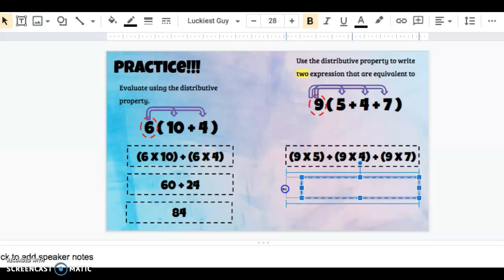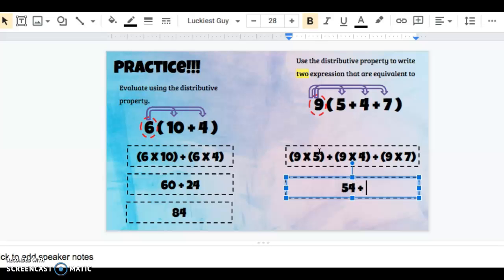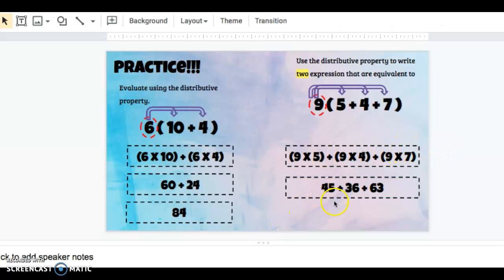The next one, you can simply solve it all the way out and give me the answer for it. Or you can sit here and break it down another step. Well, 9 times 5 is 54, plus 9 times, that was my mistake. 9 times 5 is 45, plus 9 times 4 is 36, plus 9 times 7 is 63. Those are all equivalent expressions. Now, if it asked you for 3, then you can simply add those all up, get your answer, and that would be a third expression that is equivalent to 9 parentheses 5 plus 4 plus 7.